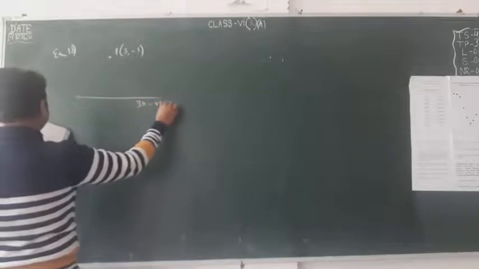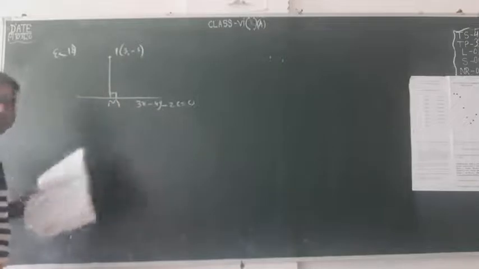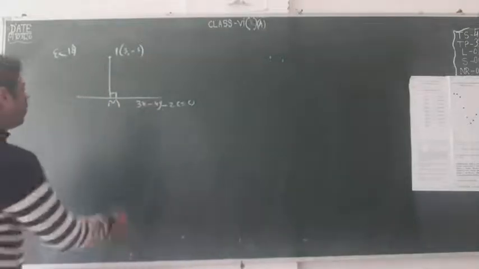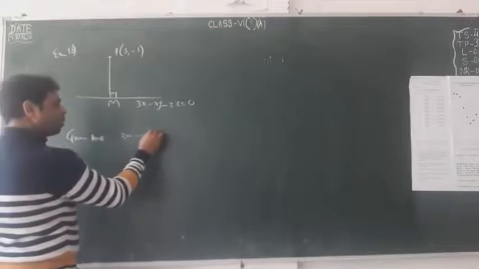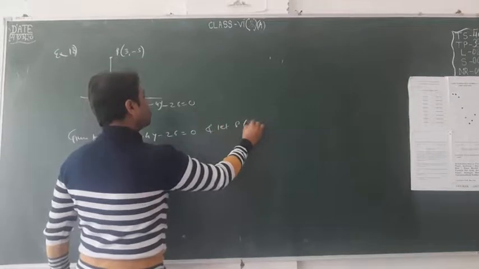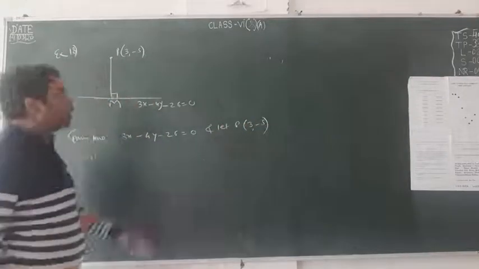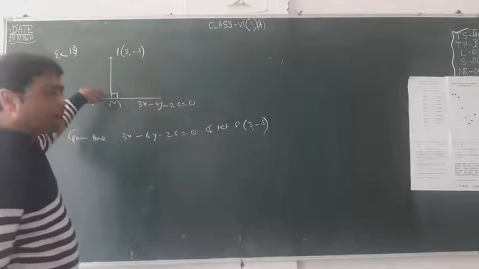Now recall your knowledge again. I tell you, this situation has come. The given line is this one, and let P is (3, 5). We want to find the perpendicular distance drawn from P to the line. So this distance we have to find out.